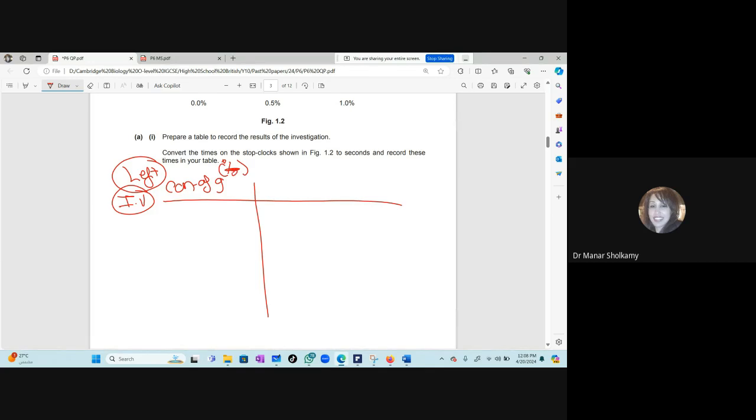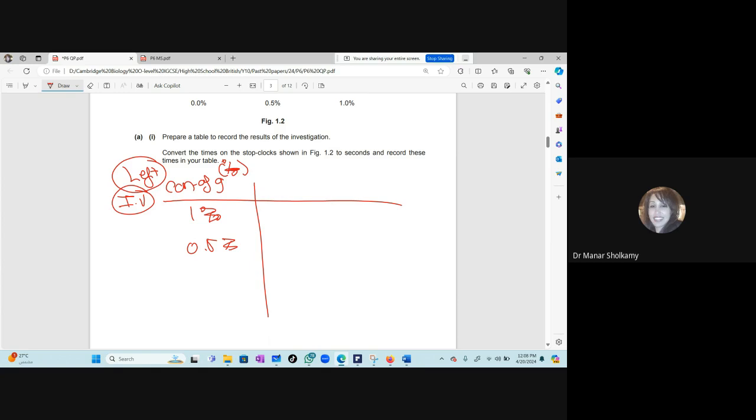I know I said it 100 times, but I still see the same mistake. Don't write 1%, 0.5%. No, the percentage or the unit is already in the header. You do not put the percentage in the body of the table under any circumstances.